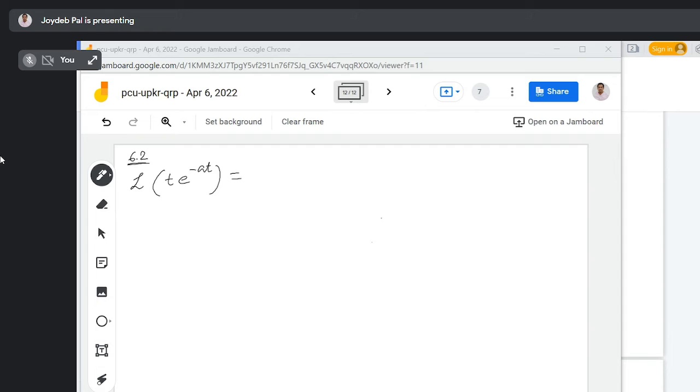Here f(t) is t, then Laplace transform of t is 1 by s square, right? And here a is our minus a, so is not it 1 by (s plus a) whole square? By s shifting.